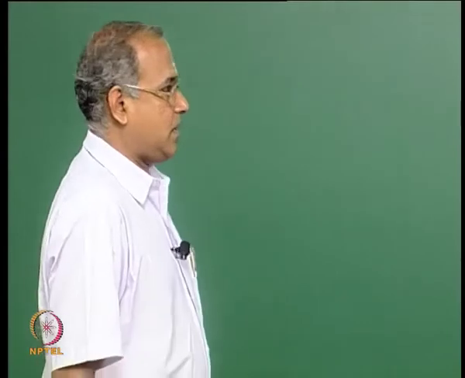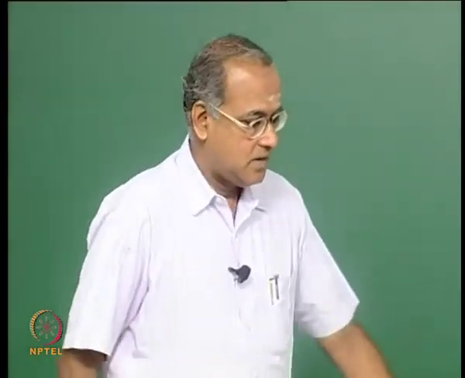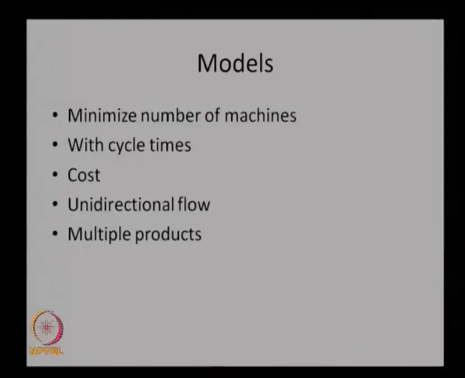In this lecture, we continue the discussion on product based cells. Under product based cells, we will be looking at various models which are shown in the slide. The first model would be to minimize the number of machines such that all operations can be carried out. We saw this model and its solution to the example in the previous lecture.